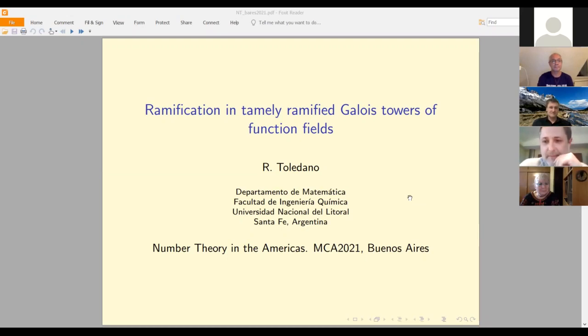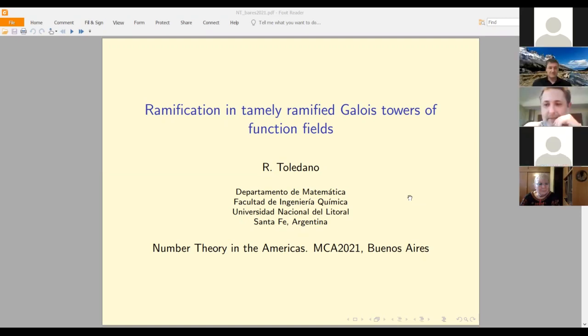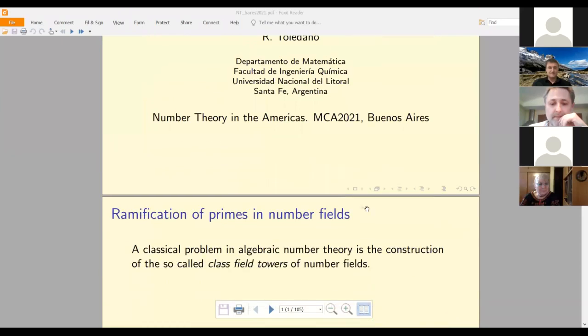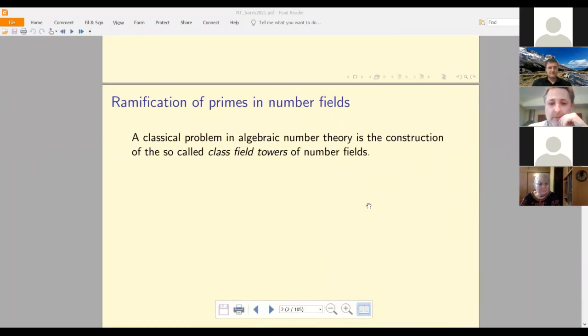And I'm going to talk about the special set, which is the ramification set in several kinds of extensions. So to motivate the situation, I will start with number fields.